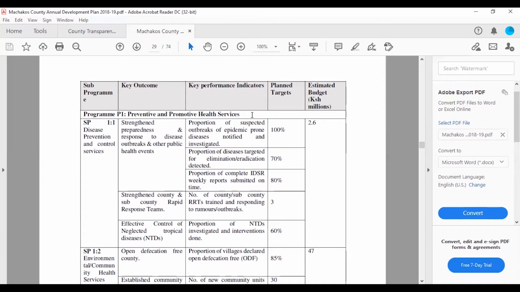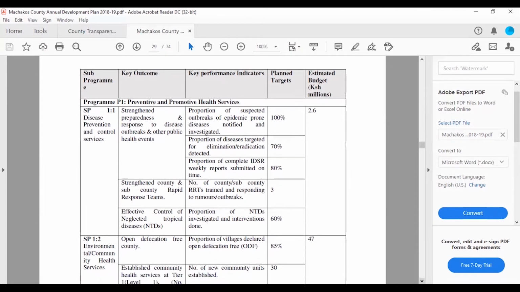The key performance indicators they stated there are the proportion of suspected outbreaks of epidemic-prone diseases notified, planned targets are 100%. Then the other one, strengthened county and sub-county rapid response teams, number of county or sub-county RRTs trained and responding to rumors or outbreaks, 3, and effective control of neglected tropical diseases, 60%. So to achieve all these, for subprogram 1, they allocated 2.6 million.